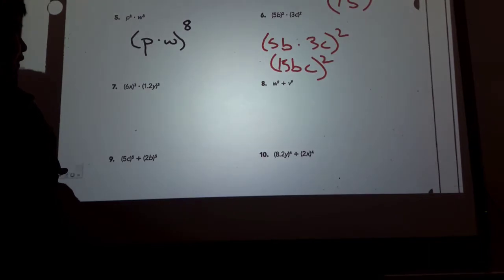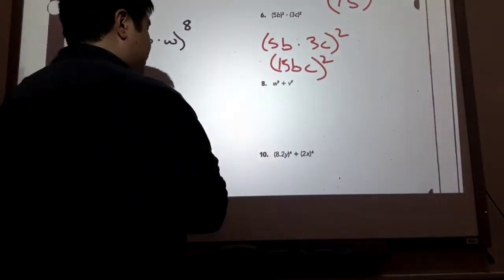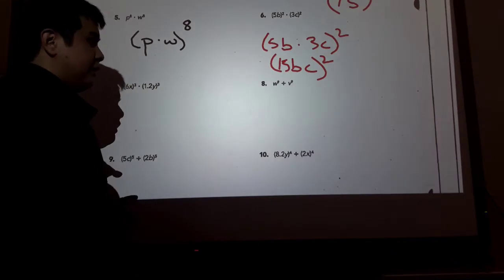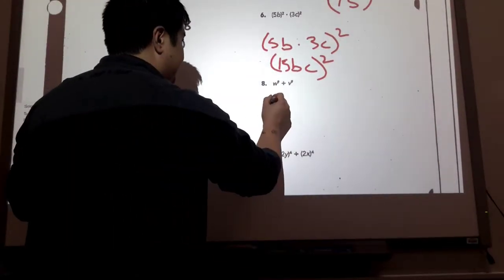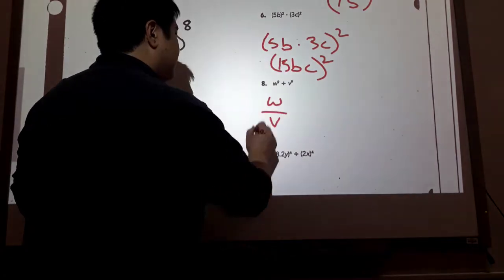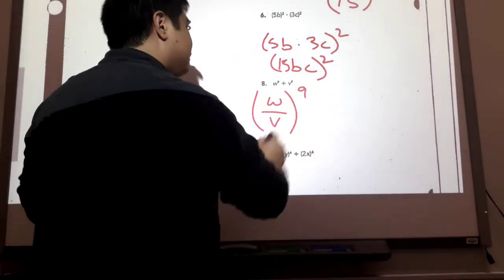So, let's take a look at this one. This is w to the ninth divided by v to the ninth, which we can write as a fraction, w over v. Both of them are taken to the ninth.